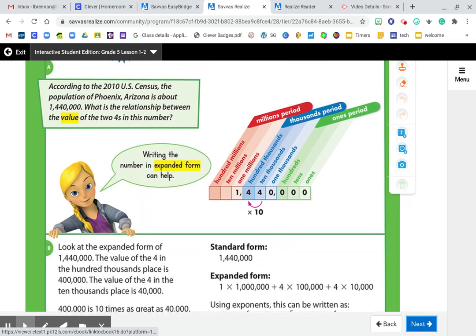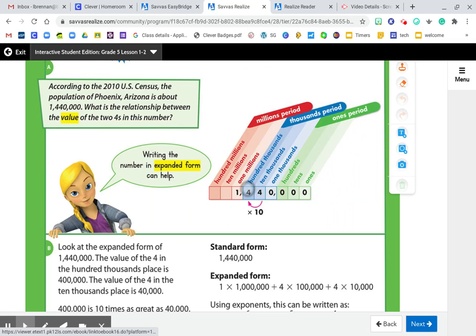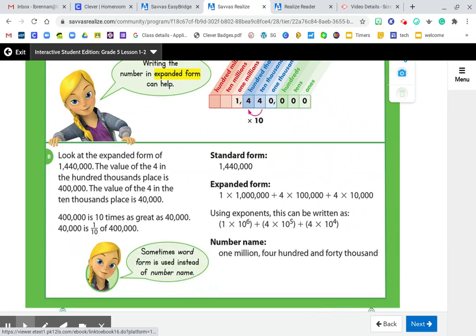So what is the value of the 4s? We write, just like we did before, the number on a place value chart. We're taking a look and we know that this 4 in the hundred thousands is 10 times bigger than the 4 in the 10,000s. And these are the things we just talked about.